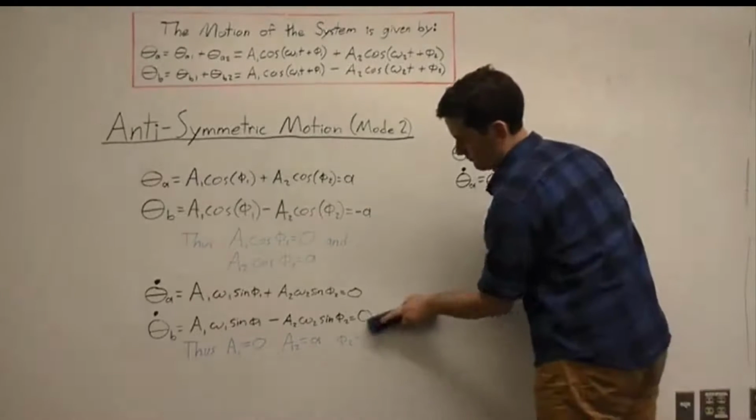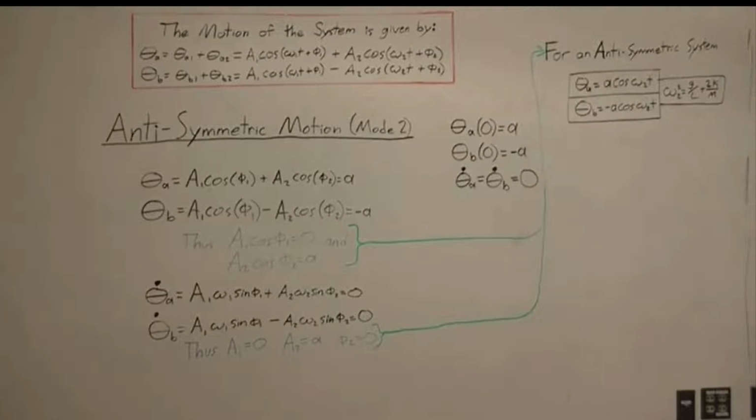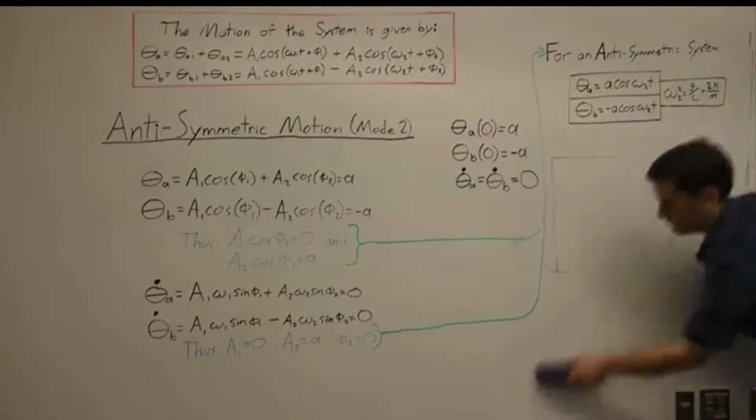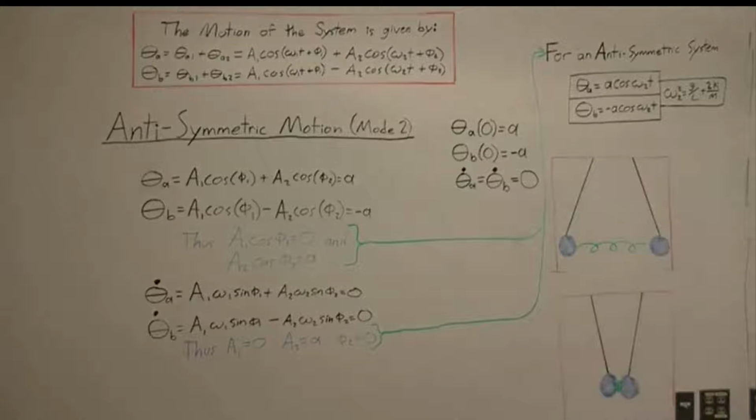Putting it all together, we can see that phi A is equal to A cosine omega 2 t, and phi B is equal to negative A cosine omega 2 t, and omega 2 squared is equal to g over L plus 2k over m. Visually, they start with opposite initial amplitudes and oscillate in opposite directions while stretching and compressing the spring between them.